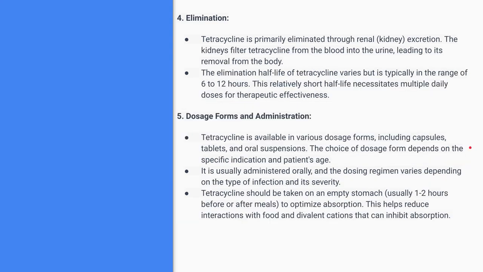Okay, now comes up the elimination process. So for elimination, it is kidney. If it is kidney, then definitely you understand that it must be polar. It is not non-polar. If it would have been non-polar, then it would not have dissolved in the kidney. So it is excreted through kidney.